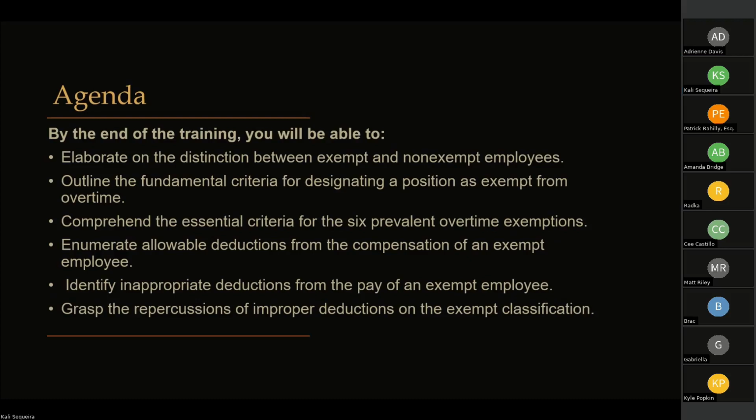So the agenda for today's training. By the end of the training, we hope that you will be able to elaborate on the distinction between exempt and non-exempt employees, outline the fundamental criteria for designating a position as exempt from overtime, comprehend the essential criteria for the 6 prevalent overtime exemptions, enumerate allowable deductions from the compensation of an exempt employee, identify inappropriate deductions from the pay of an exempt employee, and grasp the repercussions of improper deductions on the exempt classification.